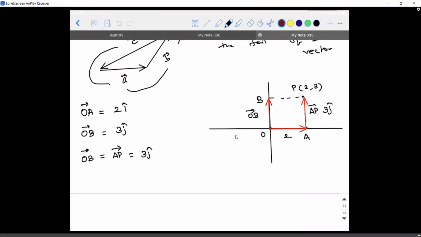Now what I'm going to do is take a separate diagram of this. If I take this down, then what is the name of this vector?